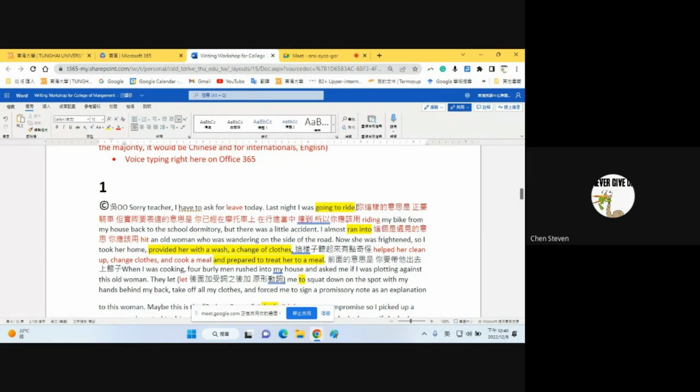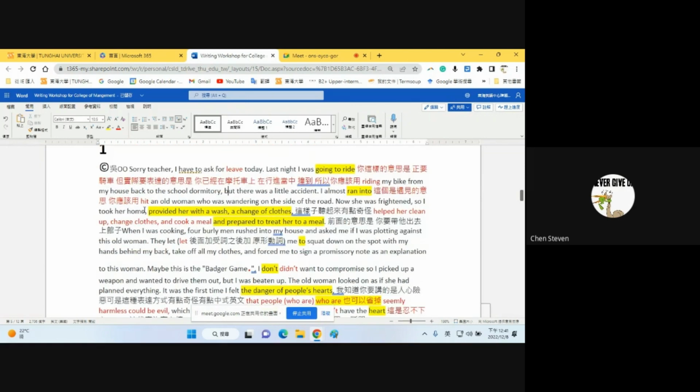I was going to write, okay, I changed it to... 你这样的意思是正要骑车，但是实际上表达，你已经在摩托车上，而且在进行当中，所以你会撞到人。So I was riding my bike from my house back to the school dormitory, but there was a little accident. I ran into, okay, and I changed it to hit. I ran into an old woman because, I explained, 这个是遇见的意思，你应该用 hit 比较精准。Okay, who was wandering on the side of the road.